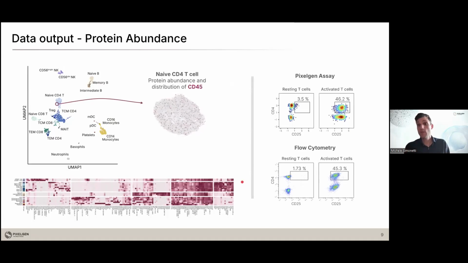There is also another way of plotting the data. This is very familiar, of course, to the people that are using flow cytometry. Here we plotted CD4 and CD25 to identify activated T cells. And this is very similar to what you will get with flow cytometry. Of course, the big advantage of our technology is that you can do this kind of plot with any of the 155 targets that are included in the kit.